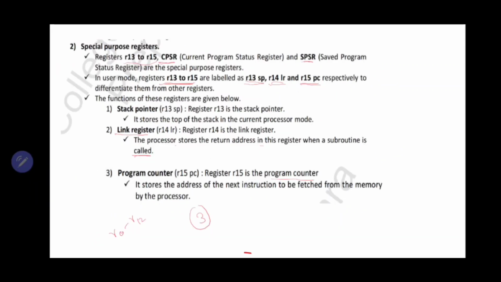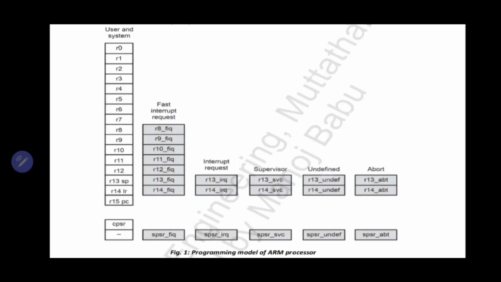So these are the registers of the ARM7 model, that is the special function registers and the general purpose registers. This is the programming model of the ARM processor. Here we have 37 registers. By counting all the registers, we get 37 registers. Each register is 32 bits in size.